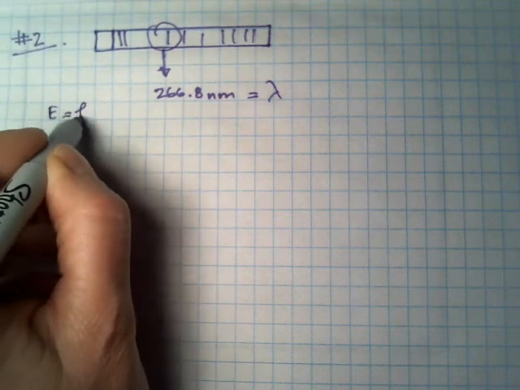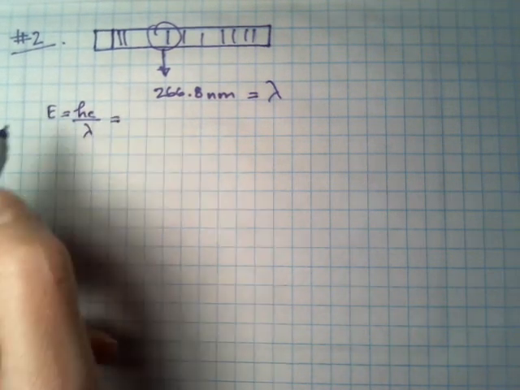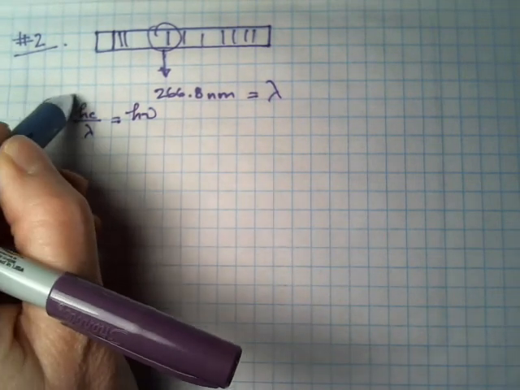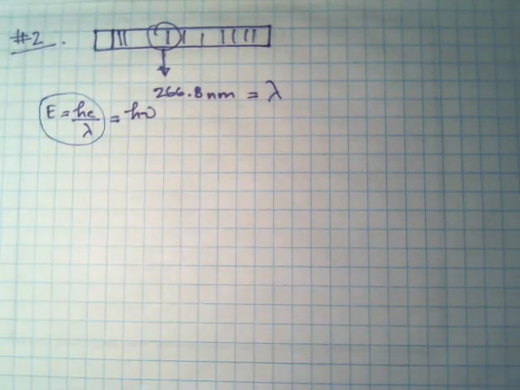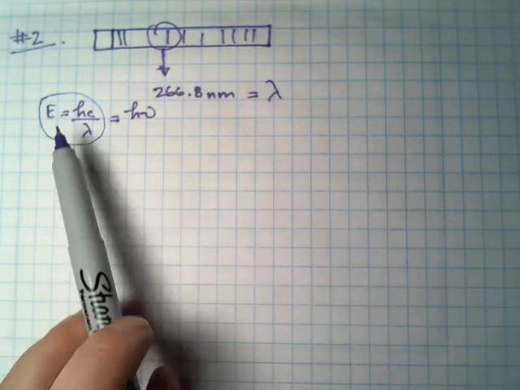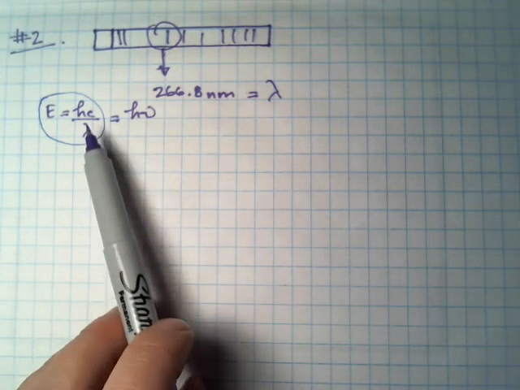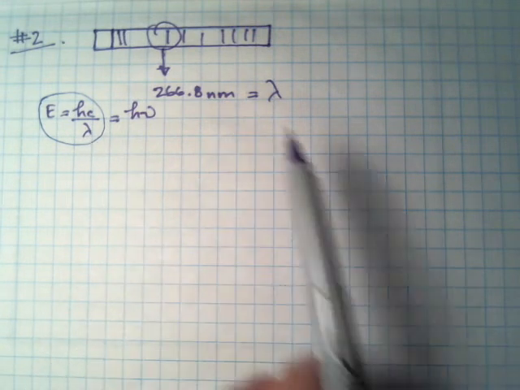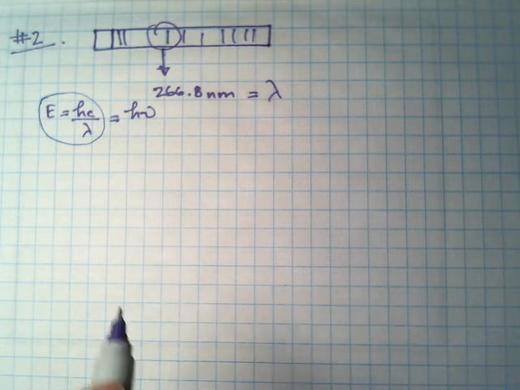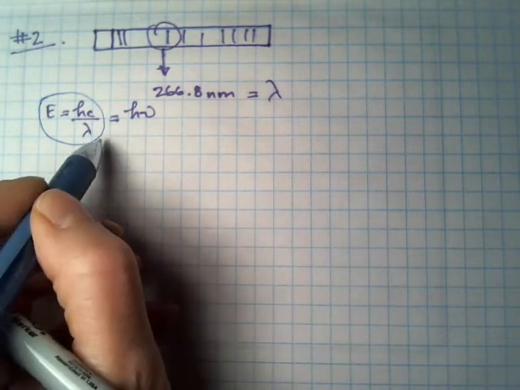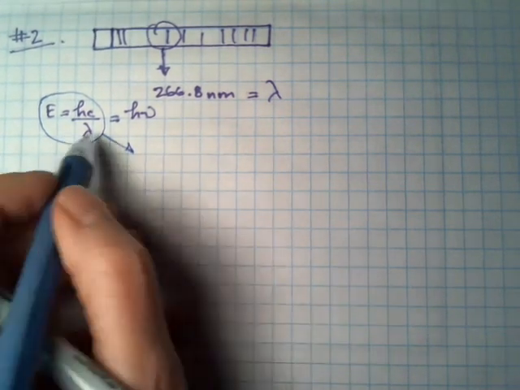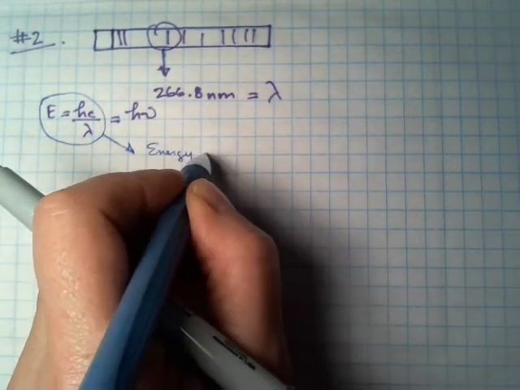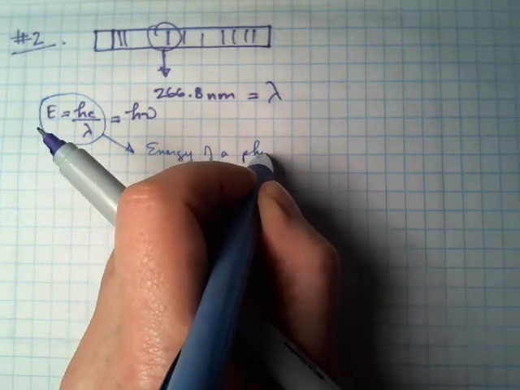E is equal to hc over lambda, and I know it's also, of course, equal to h nu, but I'm going to use this formula for energy because I have both of these constants. Remember, they're on the first page, and they would also always be given on a test or exam, and the lambda is given. I just need to convert it to meters. So just remember that this describes the energy of a photon of light.